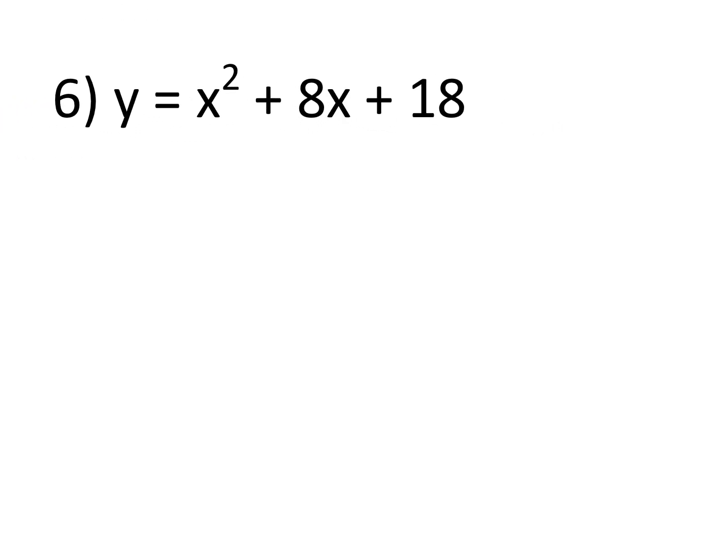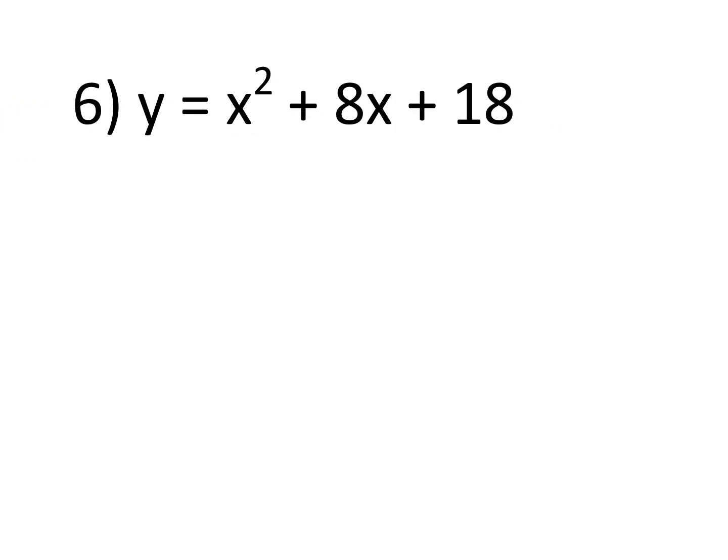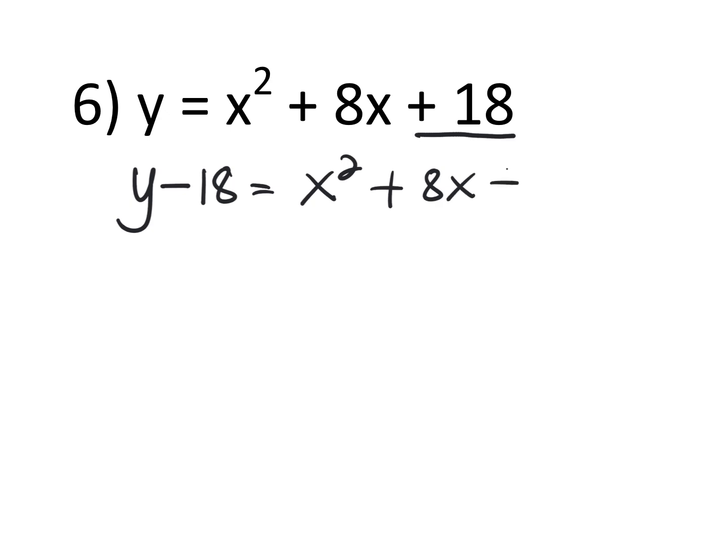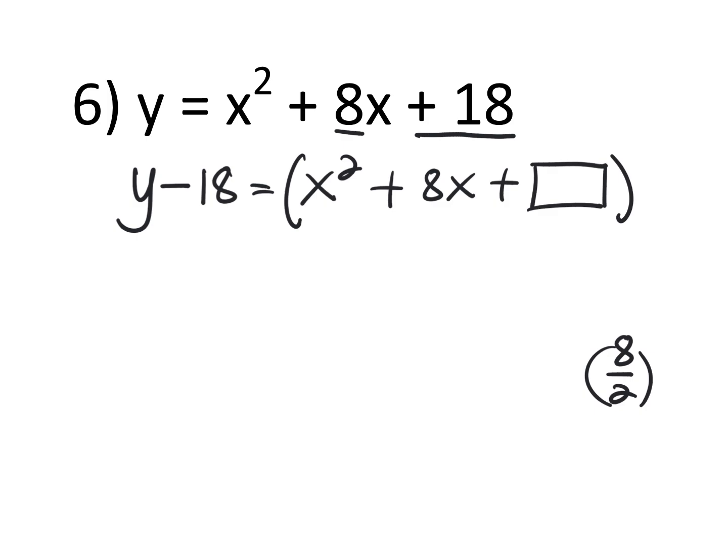Number 6. Like the way we did earlier, we're going to put this on the other side. This is going to give you y minus 18 is equal to x squared plus 8x, and then plus, we're going to put a box in there. Now let's get our middle term. That's going to be 8 divided by 2, then square it. So 8 divided by 2 is 4, 4 squared is 16. So we're going to add 16 on this side and also 16 on the other side.